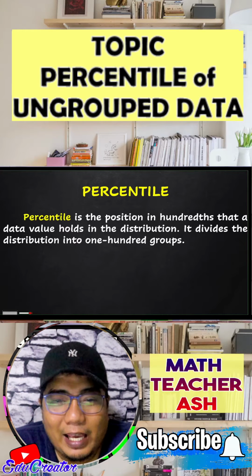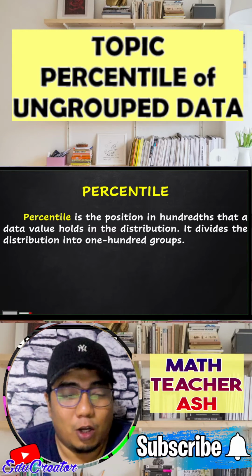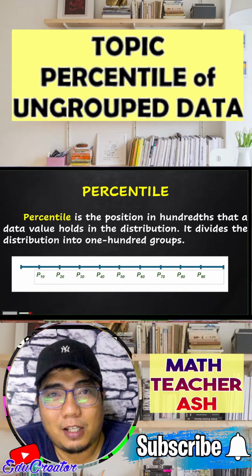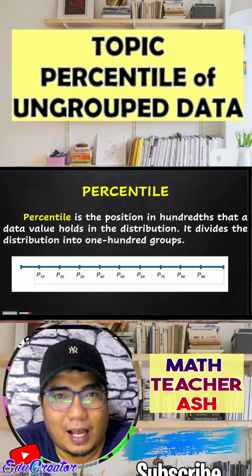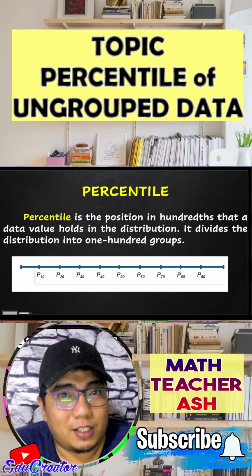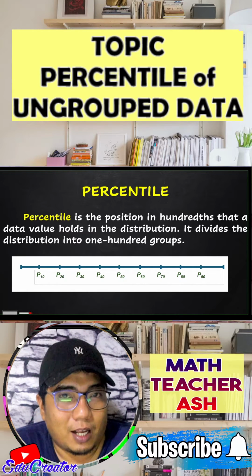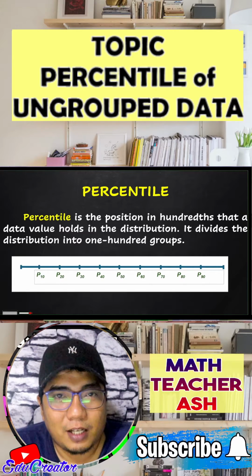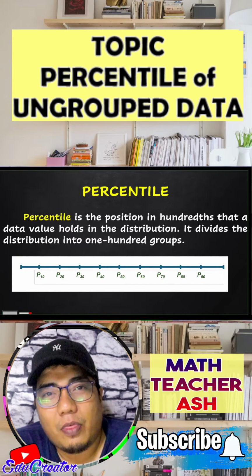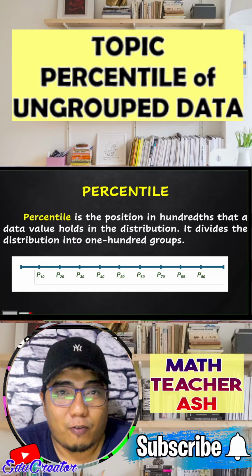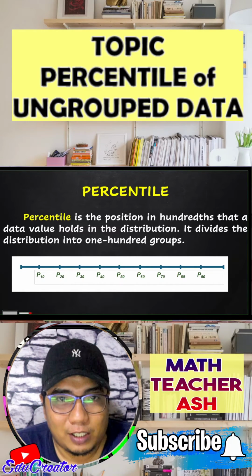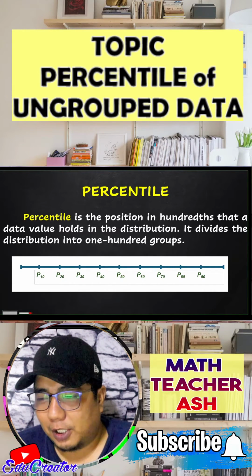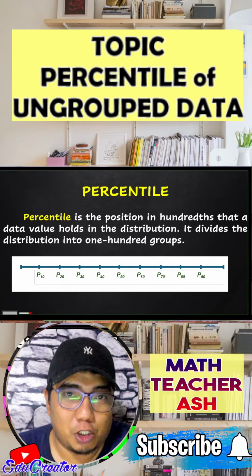Now, continuing, it divides the distribution into 100 groups. The look of it is like this. As you can see, my dear math learners, ungrouped data is not arranged into intervals. Therefore, it is just raw data. In order for us to know the percentile of a certain rank or position, we arrange the data from lowest to highest. If it is divided into 100 parts, that is where our percentiles will go, depending on the position we are talking about.